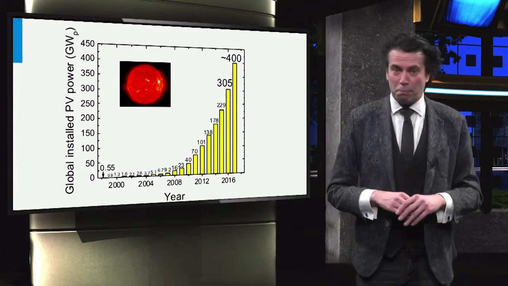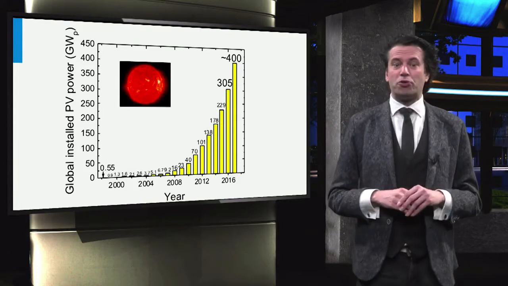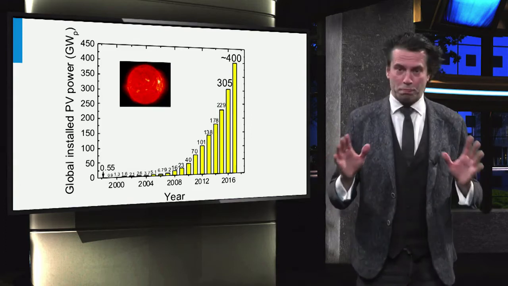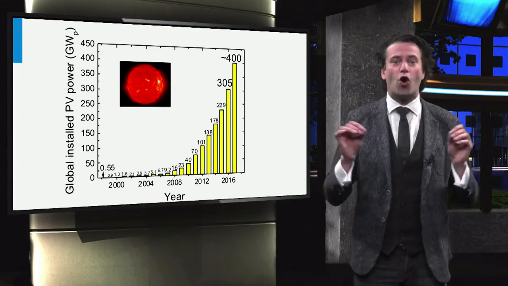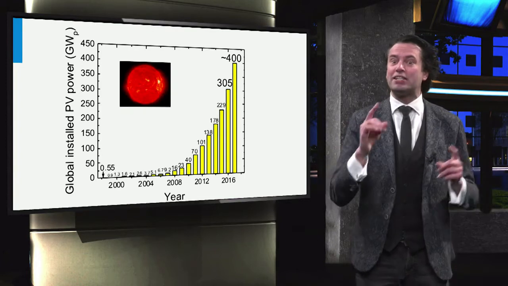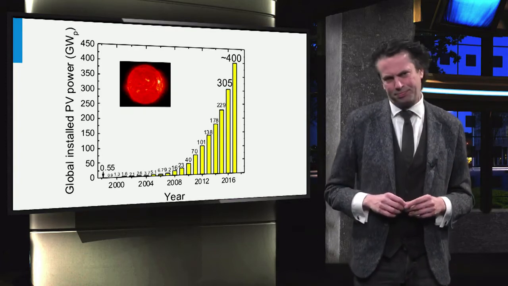Total installed PV power is increasing exponentially. Last year in 2017, the total installed power has surpassed the 400 gigawatt peak border. The moment that we exceed the 1 terawatt peak scale is in sight.